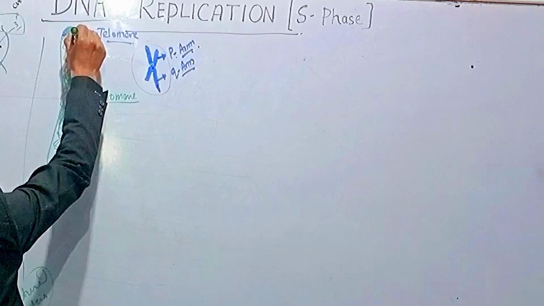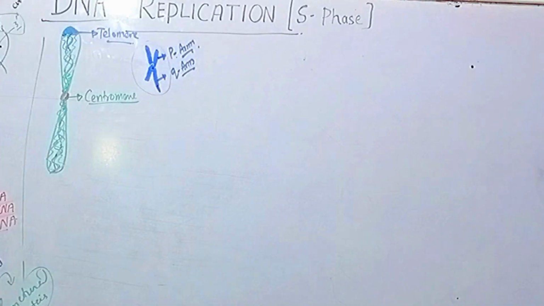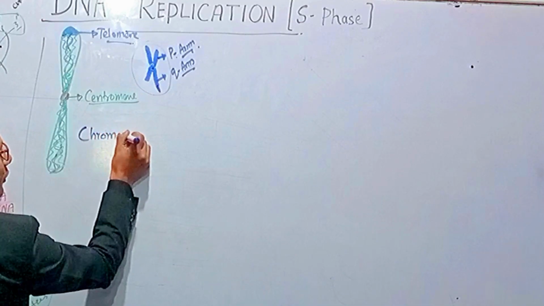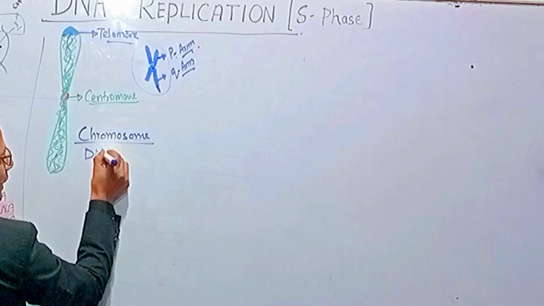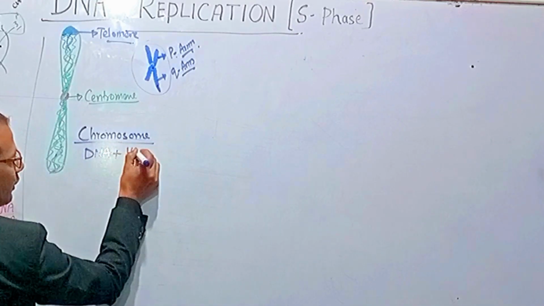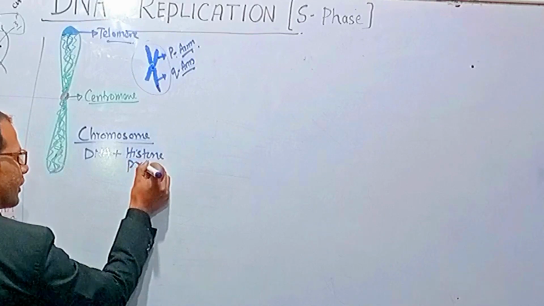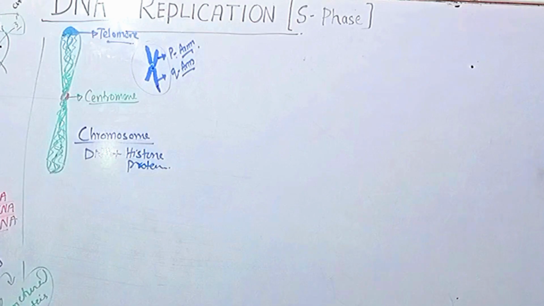Chromosome is made up of two things. For example, this is a chromosome. What are the components? DNA plus histone proteins. Histone proteins are specific for DNA. How many types of histone proteins are present here? Two types. We will discuss in just a few seconds.